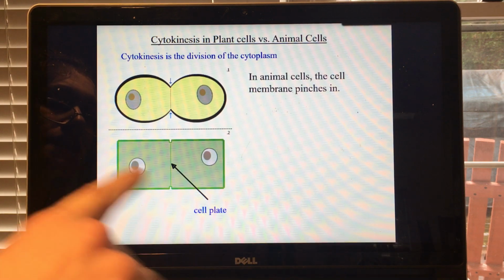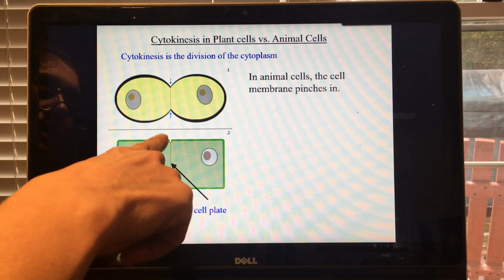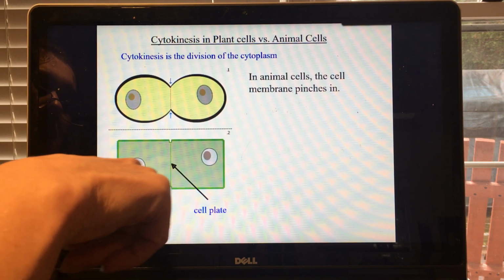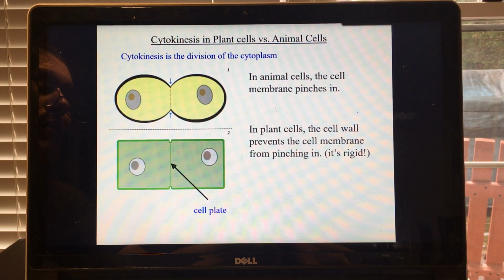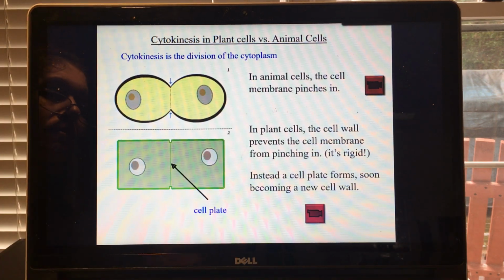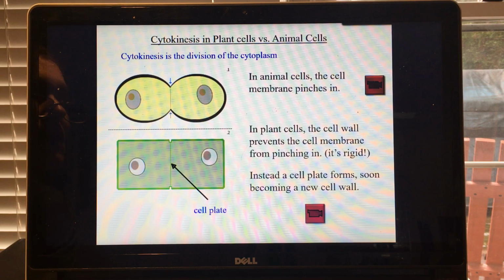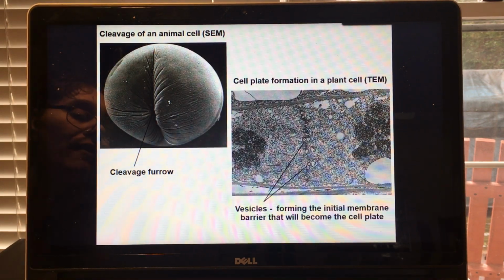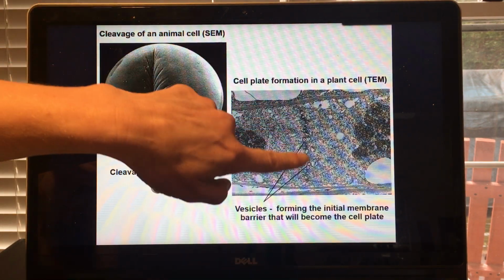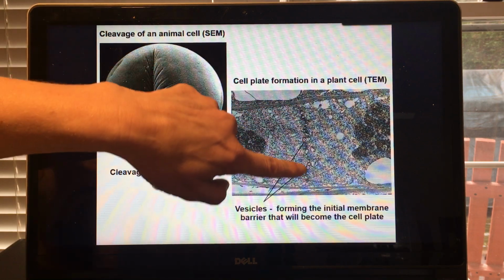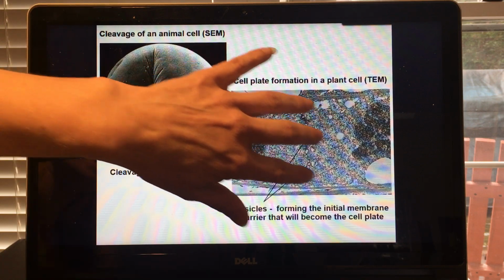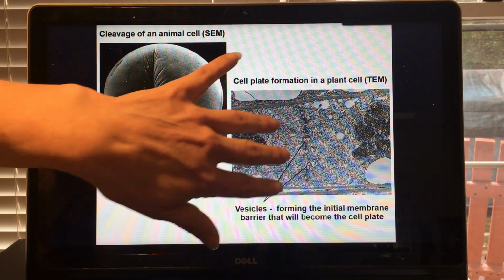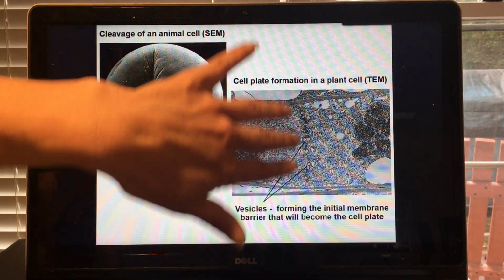So what happens is a cell plate forms in between the two cells, and then cellulose gets deposited on the cell plate. So in plant cells, the cell wall prevents the cell membrane from pinching in because it's rigid, and instead a cell plate forms. So in this photograph, you can actually see the cell plate are like little vesicles, or like little phospholipid bubbles, and then at a certain point, cellulose, as it is built, will be deposited along that line.